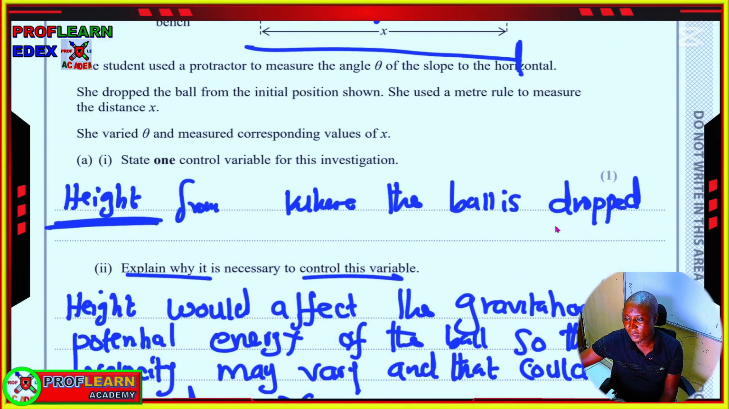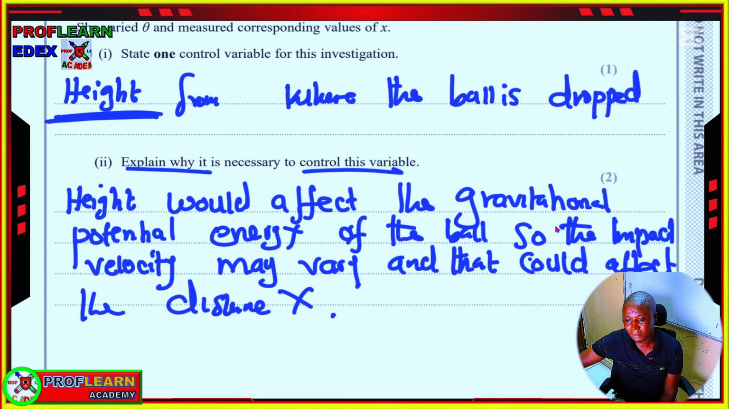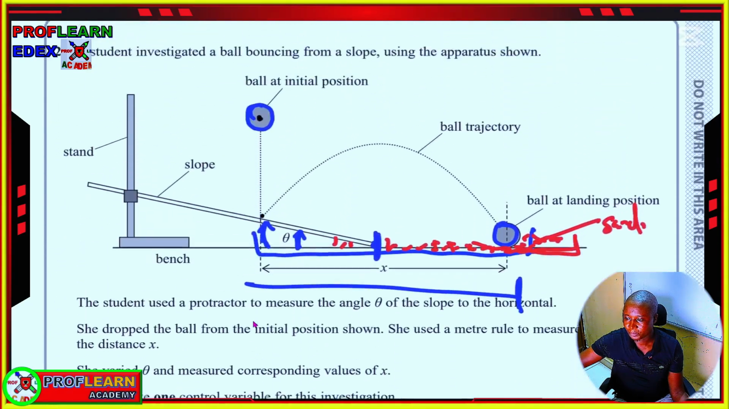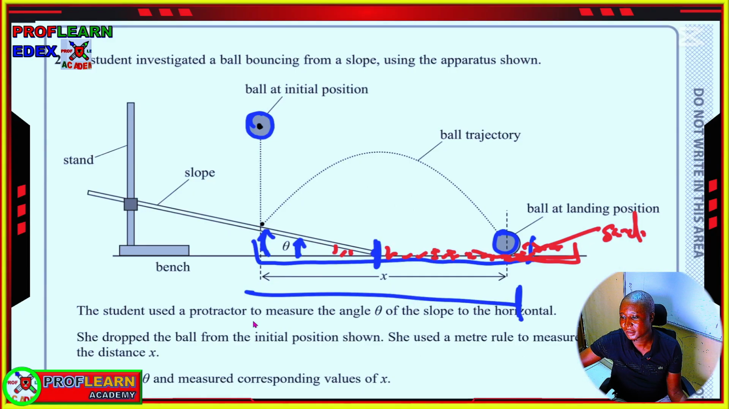The height from where the ball is dropped should be kept constant, because the height can affect the gravitational potential energy of the ball, so the impact velocity may vary, and that could affect the distance in the horizontal direction. One of the challenges that students report whenever they are performing such an experiment is that it can be hard to judge where the ball finally falls.